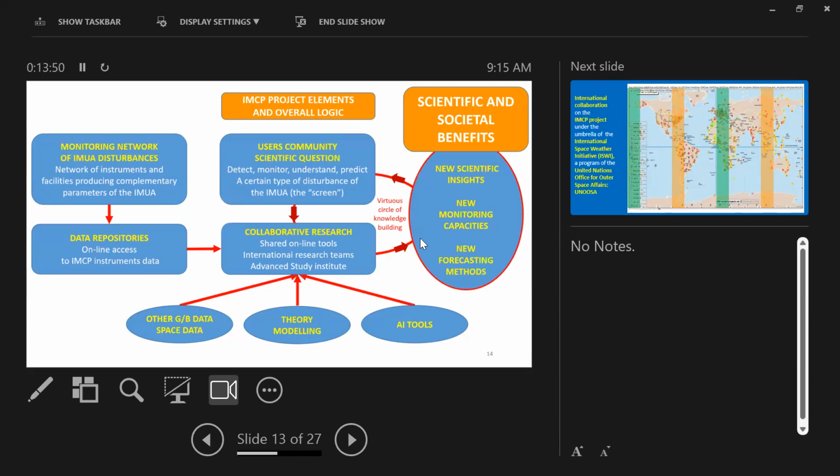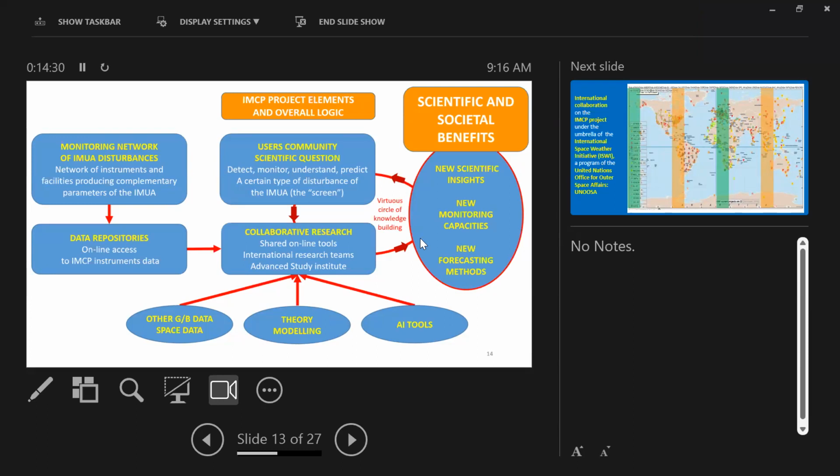And of course, the data from the IMCP would be complemented by data from other ground-based and space instruments, by theory and modeling available online, and also by artificial intelligence tools. With this, we build a virtuous circle of knowledge building. The community asks questions, does collaborative research, answers questions, and then new questions are produced by the advance of knowledge. In the end, the scientific and societal benefits are there: new scientific insight, new monitoring capabilities, and new forecasting methods.